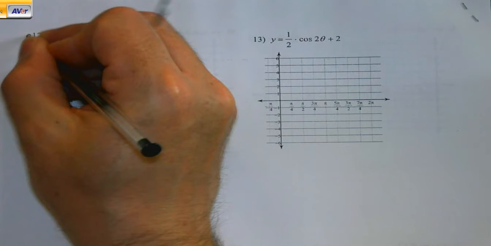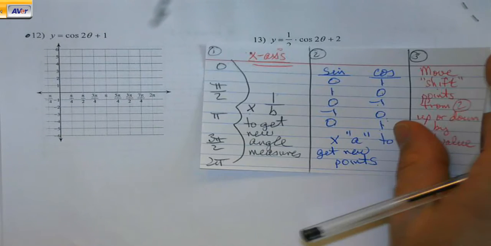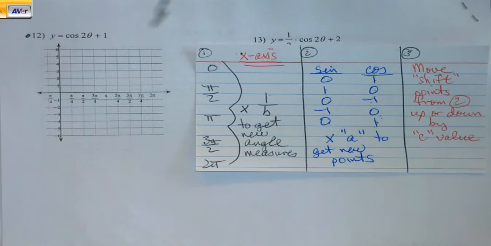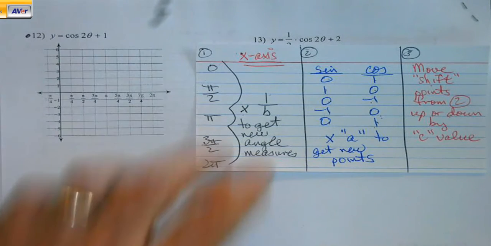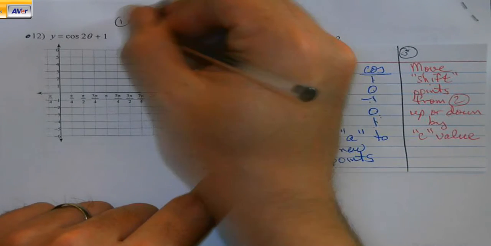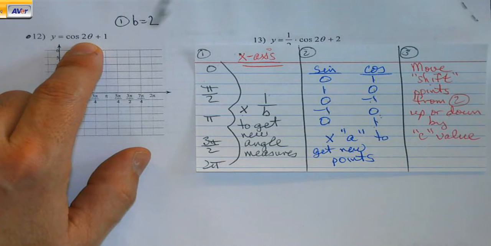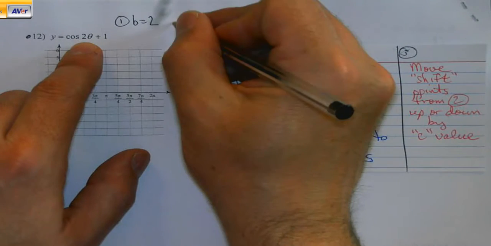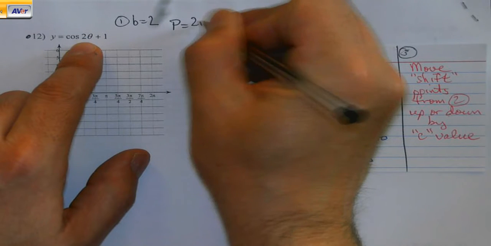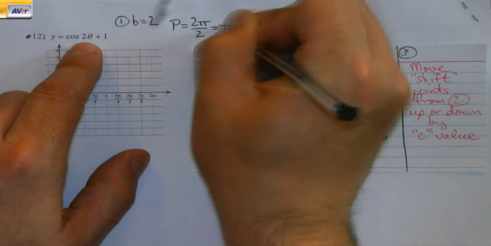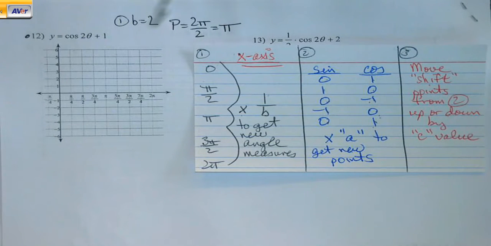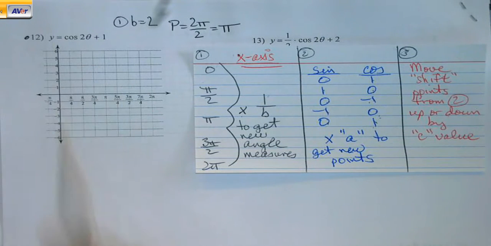Because I want you to get some practice here in dealing with period changes. So this time I look and I go, okay, first thing, I have a B value this time. My B value is 2. Which means my period is 2 pi over b, or pi. Okay? What does that tell me? That is the last point that I'm going to be plotting. It's going to be pi on the end here.